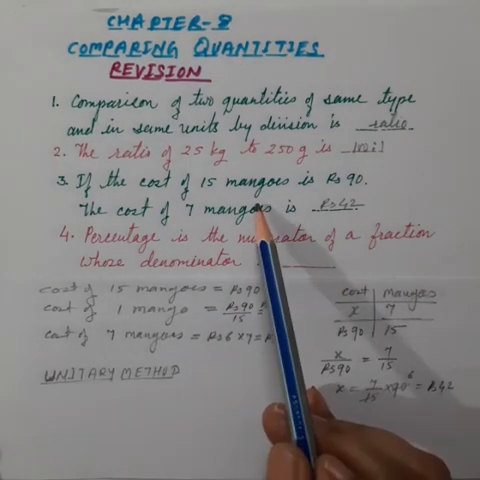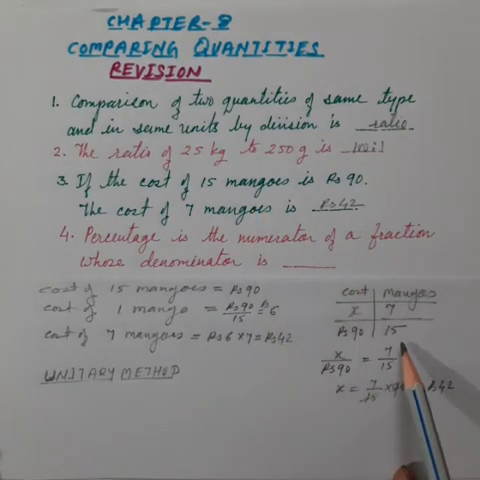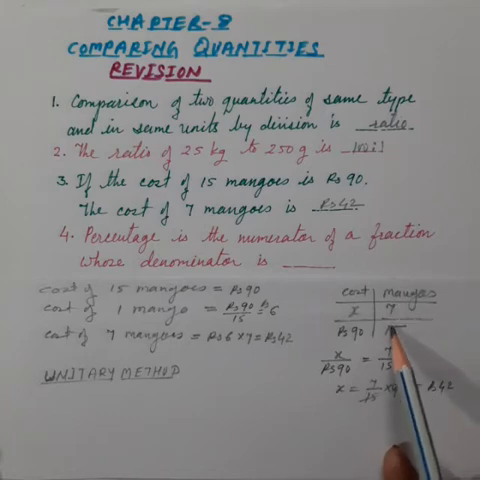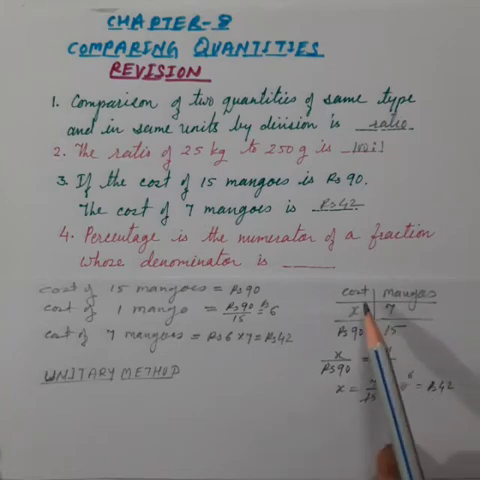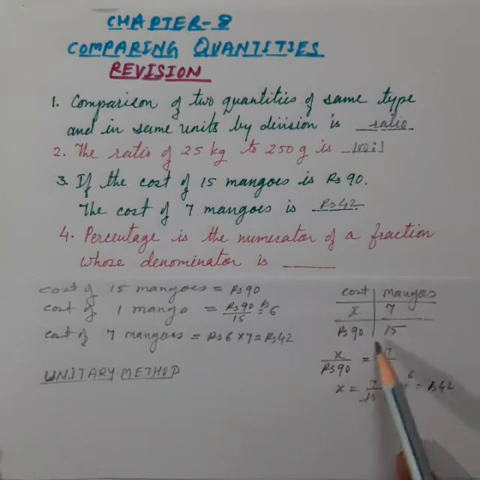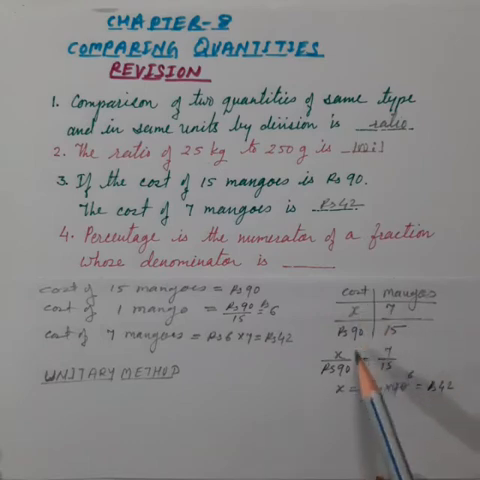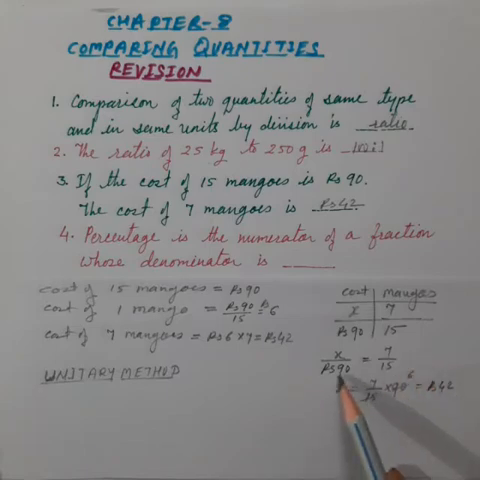This question we can solve by ratio method also. Here, as the number of mangoes increases, cost also increases. So the quantities are in proportion. Their ratios will be equal. X by 90 is equal to 7 by 15. Take this 90 on that side and find out the value of X.